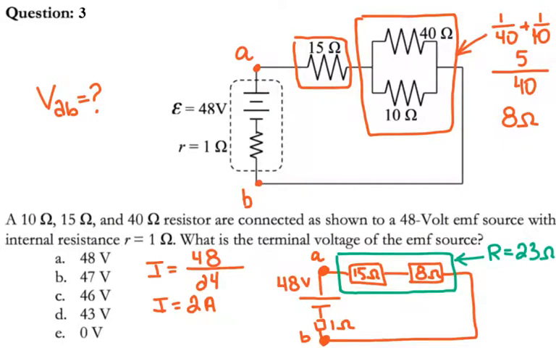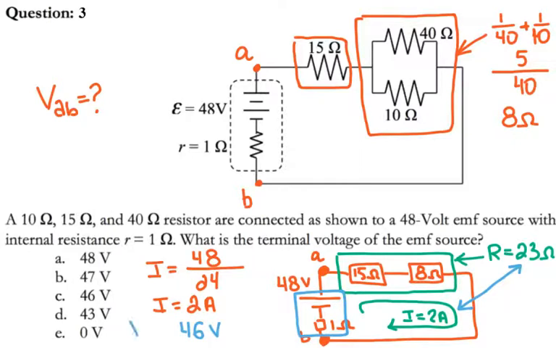And I'm going to say here is the current flowing in this direction. The current we said is 2 amps. That means the voltage that is dropped outside of the battery, so here is the battery, is the total resistance times the current. So 2 times 23 is going to give me 46 volt. So the terminal voltage AB is equal to 46 volt.